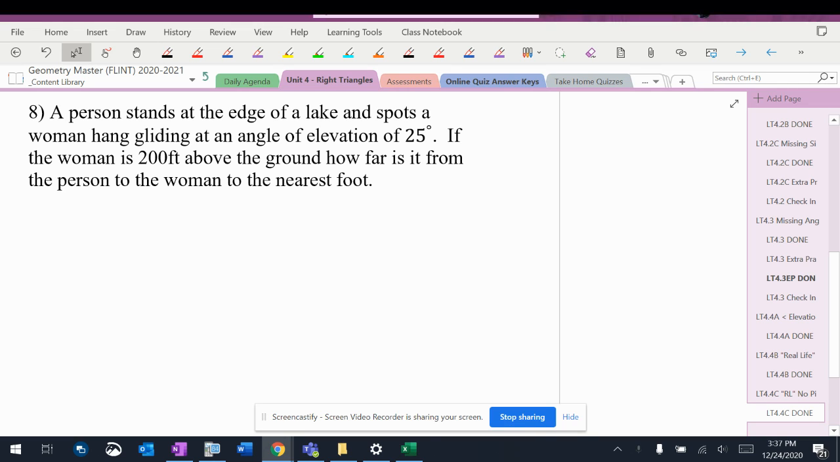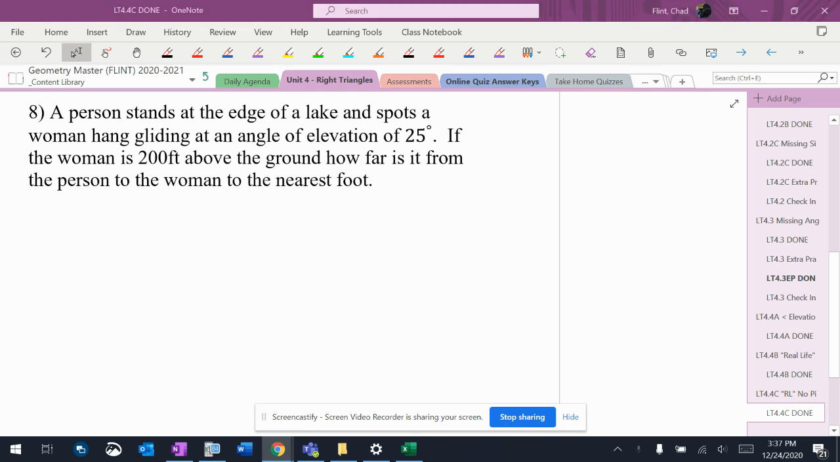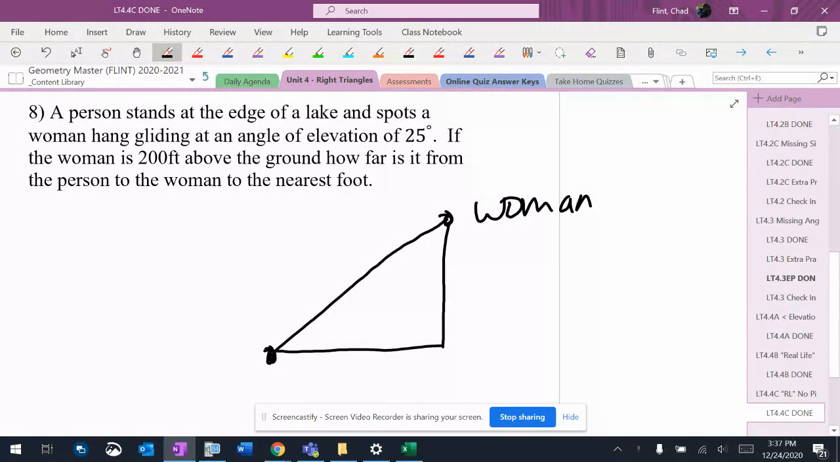So, a person stands on the edge of a lake and spots a woman hang gliding at an angle of elevation of 25. So, we have a woman up here in the air, hang gliding. We have another person down here on the ground, and they are looking at her. So, there's my right triangle right there. And the lake doesn't seem to have anything to do with this because I'm talking about the water. But, anyways, it doesn't matter.